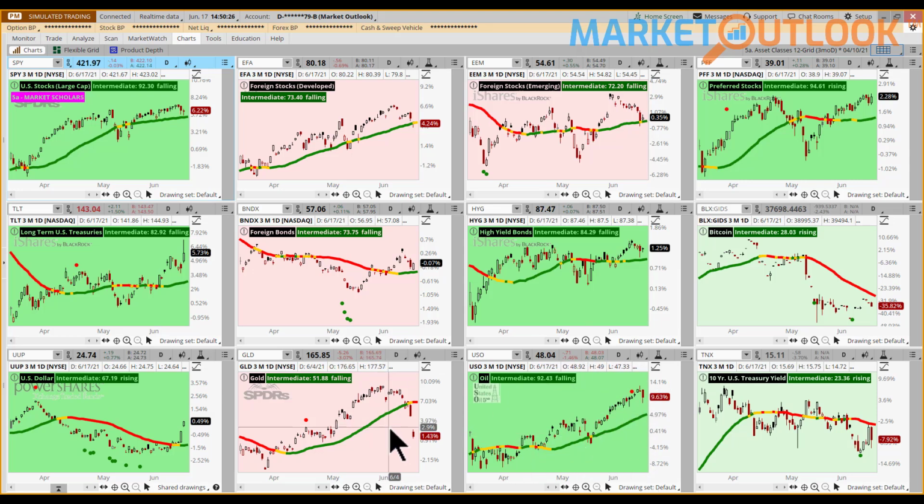The difference between the two charts is pretty stark. You can see that oil continues to have a strongly bullish posture. Their intermediate line is at 92, so it's still above 80. Therefore, we still consider it strongly bullish, whereas gold has fallen down to the 51 percentile.